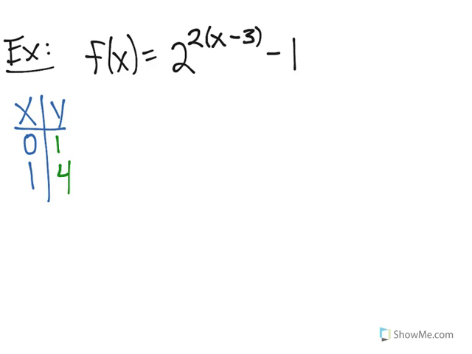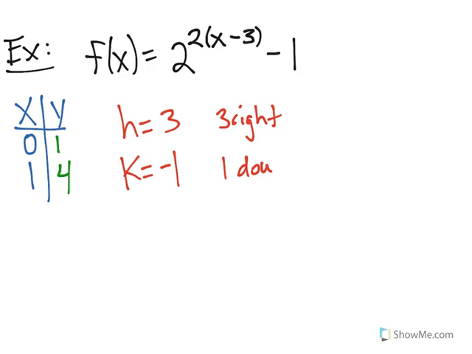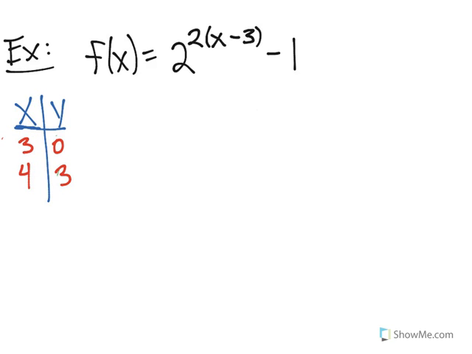Now that I have these points, I come in and I factor h and k back in. So h is 3 and k is negative 1. So that means this moves 3 right and 1 down. So how do I factor these into the table? Well, 3 right just adds 3 to the x direction, so that becomes 3. This becomes 4. 1 down subtracts 1 in the y direction, so this 1 becomes 0. This 4 becomes 3. So now I have my final 2 points, (3, 0) and (4, 3).